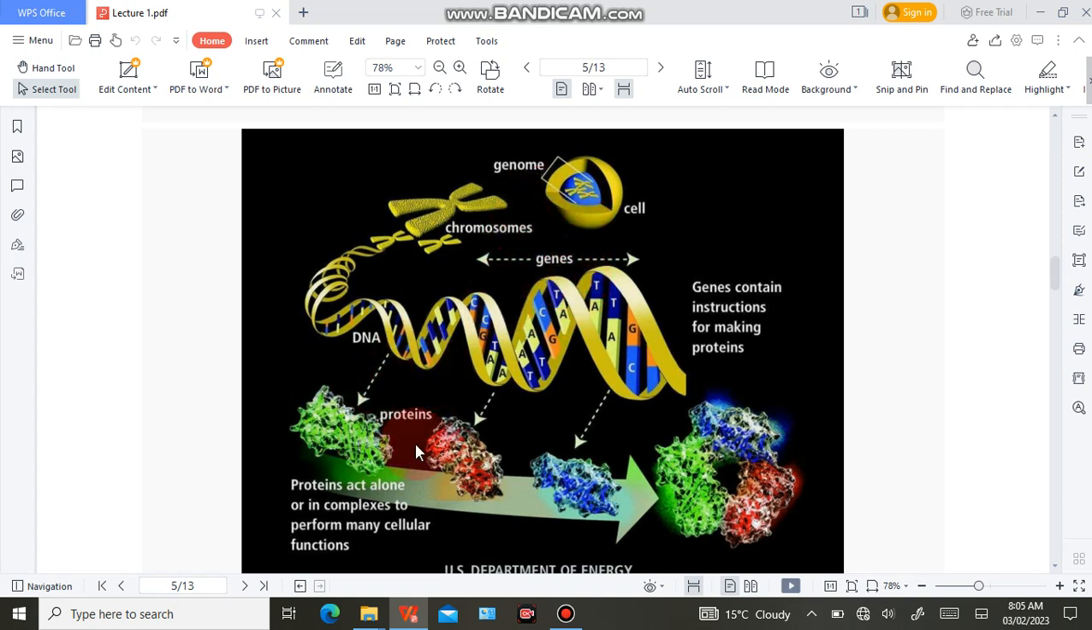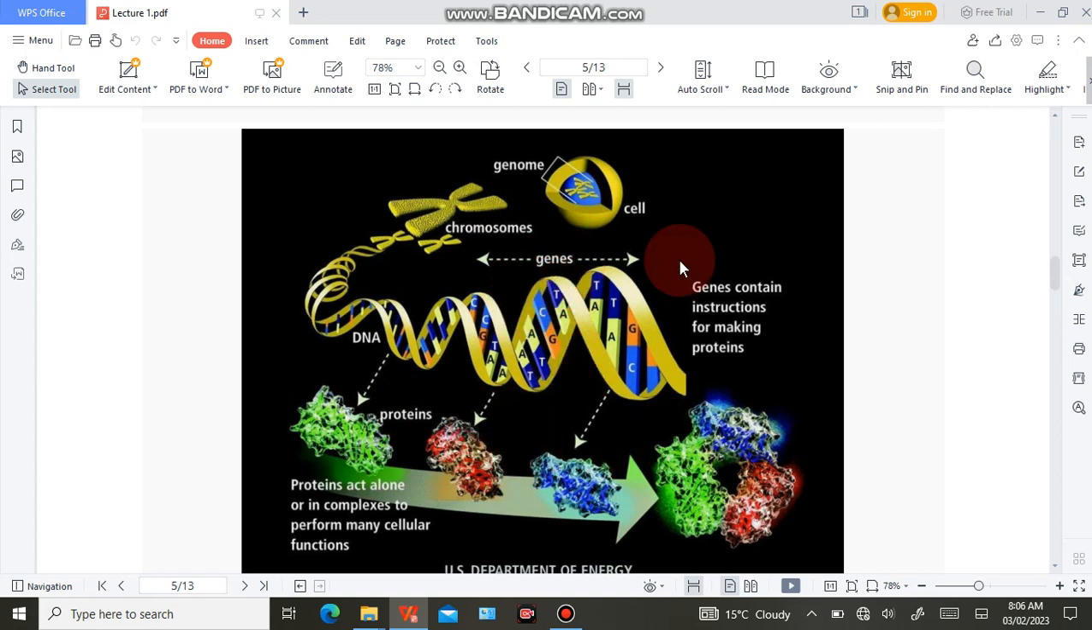So this protein is not directly formed from DNA. There is an intermediate. What is that intermediate? That intermediate is basically messenger RNA, and messenger RNA is transcribed from DNA, and that messenger RNA is translated to form a protein. So these proteins meet together to form a protein complex that further moves toward the cell and performs a specific function. So this was all about the DNA, genome, chromosome and then gene.